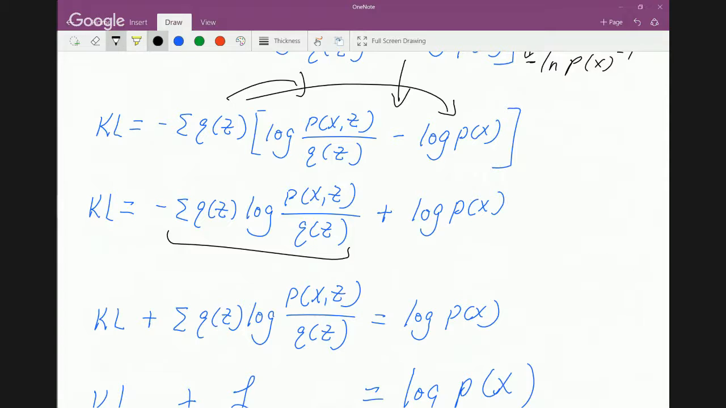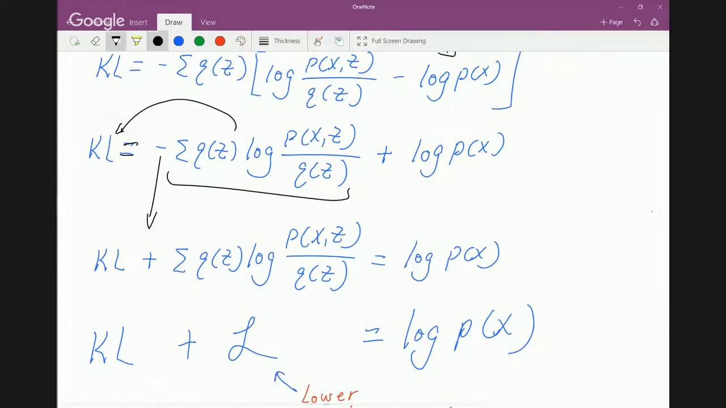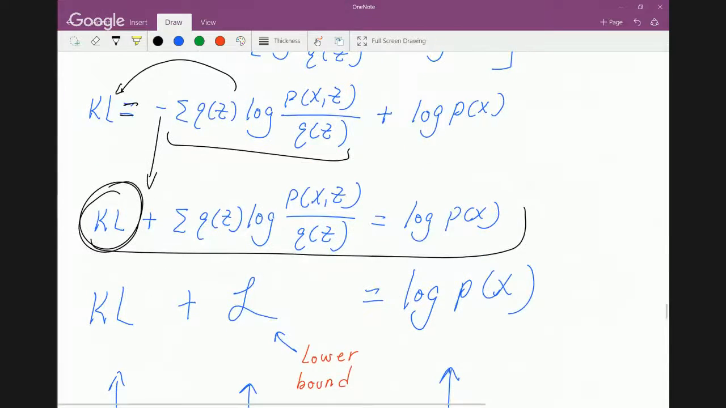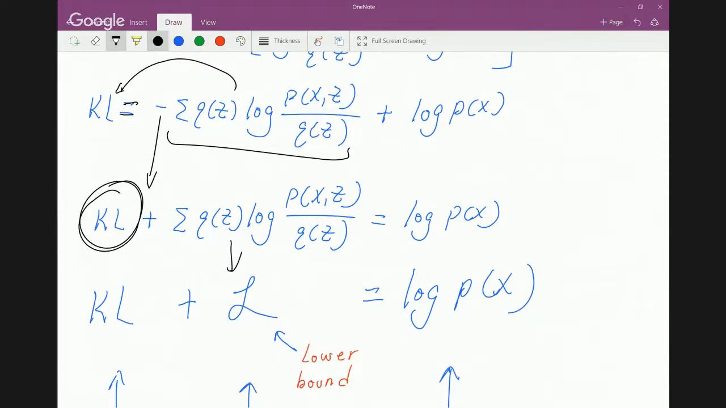Okay, and now we have the final form we care about. We can just move this over here to the other side of the equal sign, so minus turns into plus. And we have the relationship between KL divergence and log P of x. And over here, this term, we'll just sum it up and call it L for lower bound.